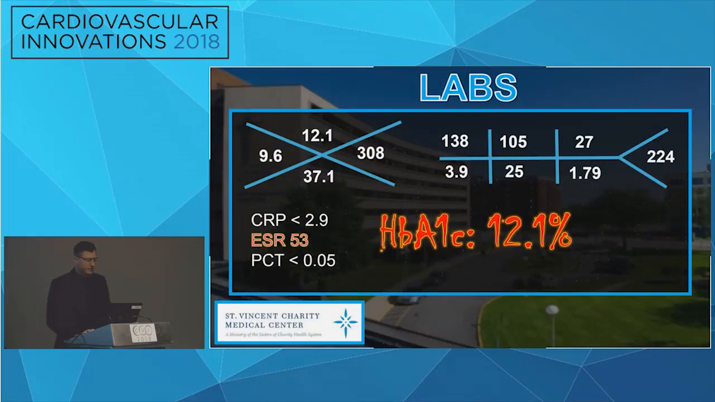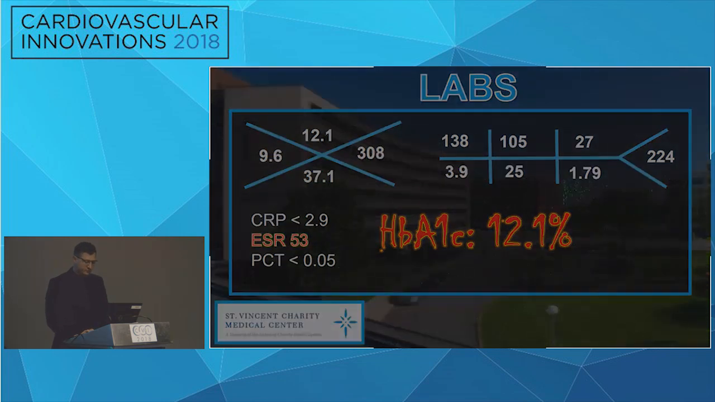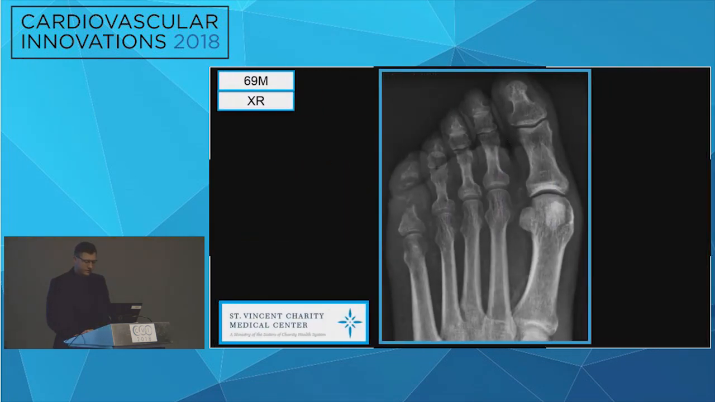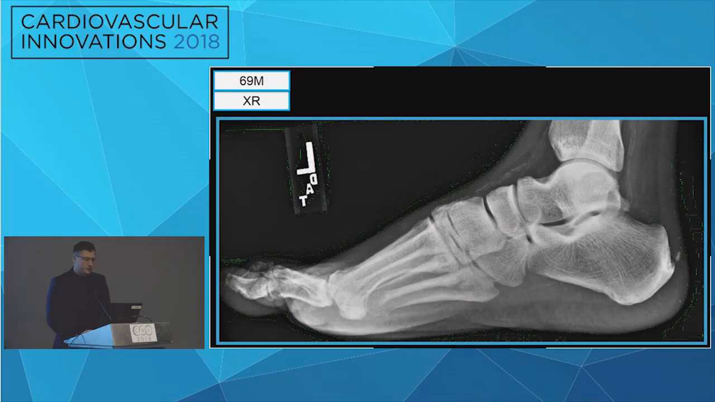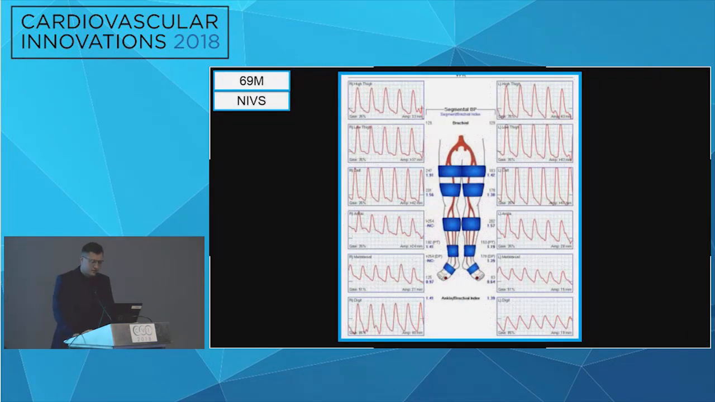His labs, his ESR was slightly elevated at 53. However, what you can see here is A1C is significantly elevated at 12.1. We wanted to get some imaging studies. You can appreciate osteolytic changes to the head of the proximal phalanx on the AP radiograph, as well as obliteration of the middle phalanx. You can also appreciate some calcifications overlying the dorsal aspect of the foot on the lateral view. We did get non-invasives. There is some decrease in segmental pressures, as well as mild loss of the dicrotic notch.